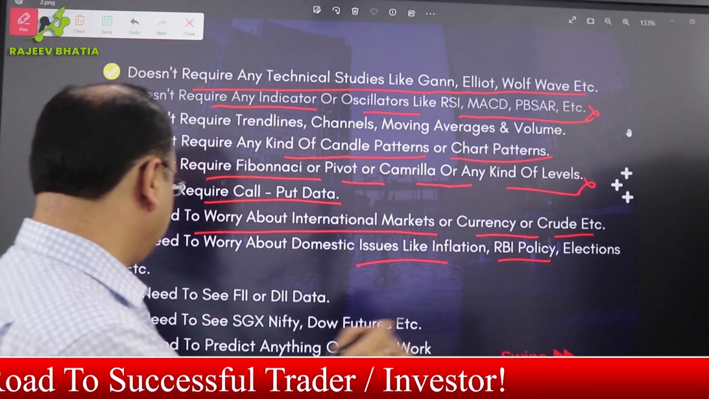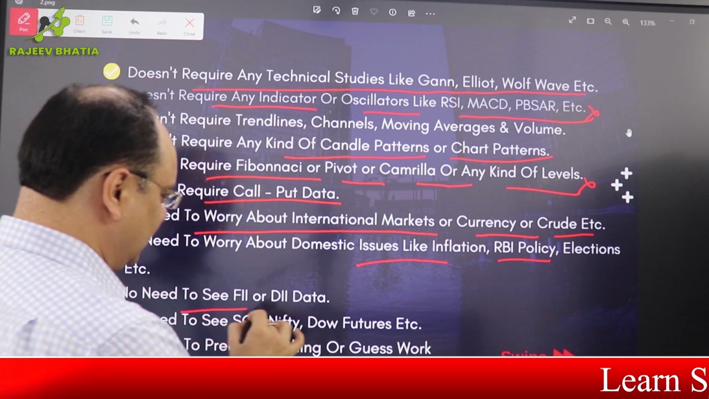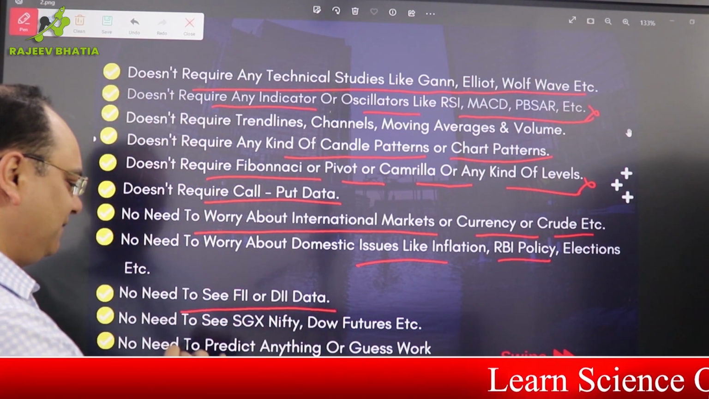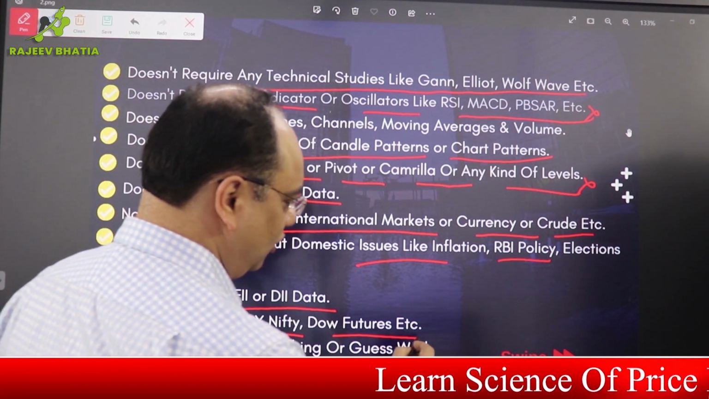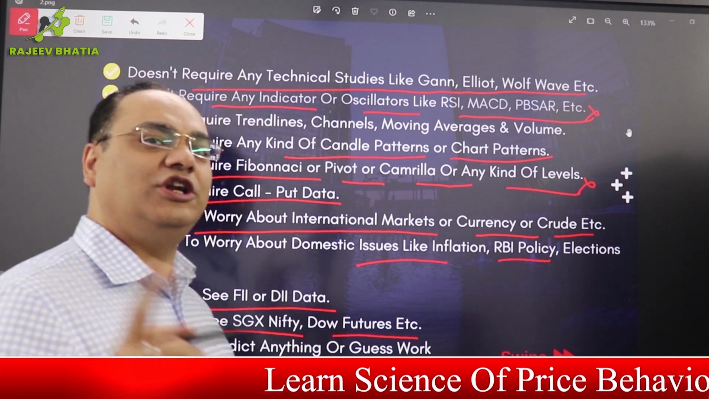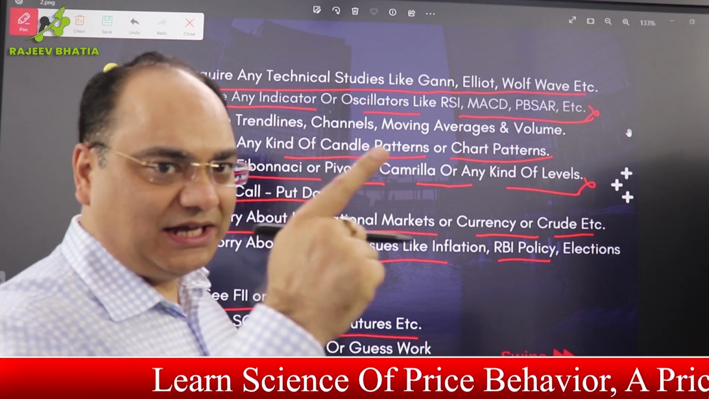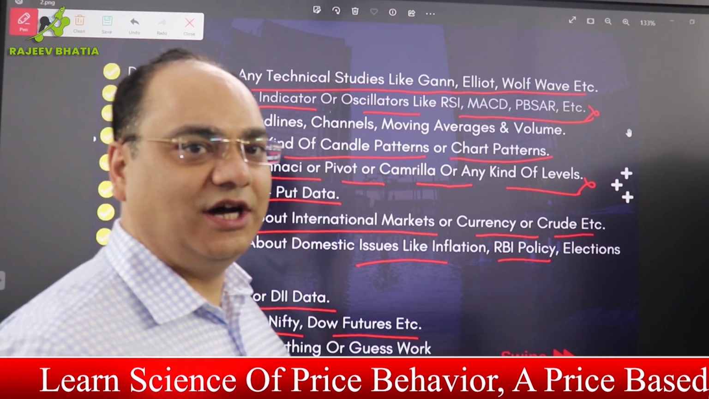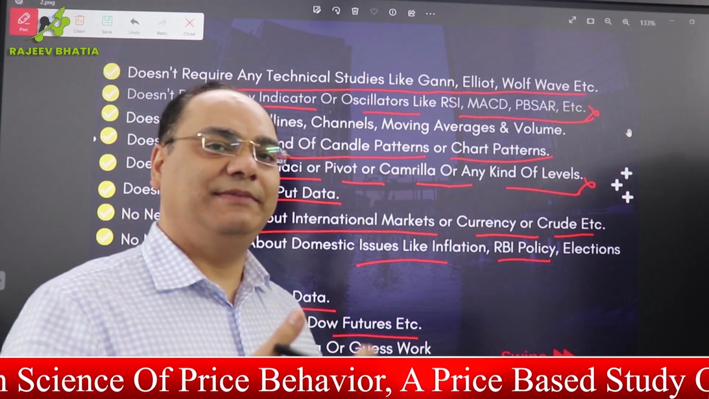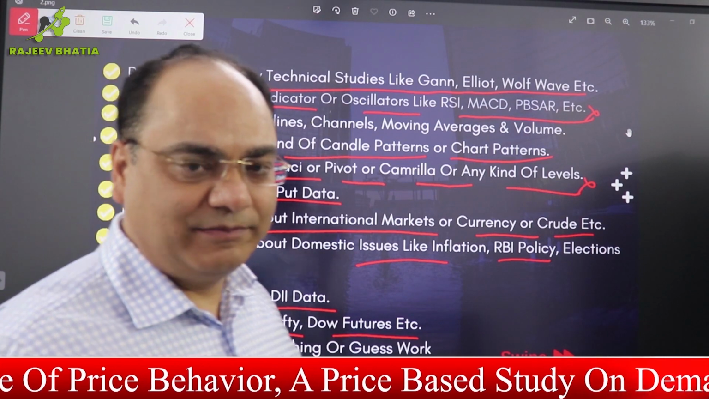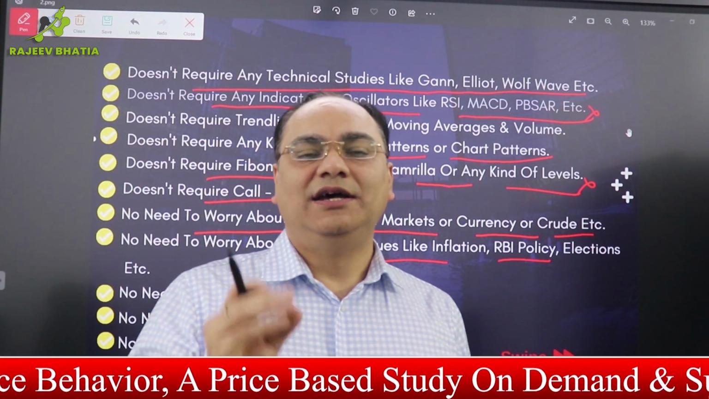So come back to our topic. We don't even want to see any FII or DII data. We don't have to worry about any kind of SGX Nifty and Dow futures, only because of one main reason. If smart money closes their positions by selling, and by following them through price I have also sold, Dow futures will automatically go down.